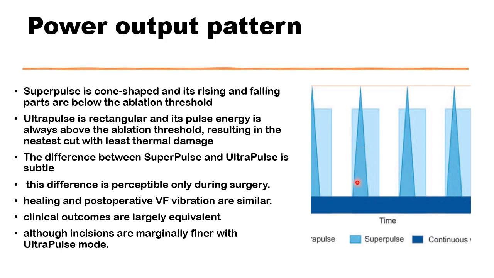So the chart would show that the super pulse would still reach the required temperature, but the rise and the fall is a bit long compared to the ultra pulse, which rises instantaneously and drops very quickly. In practice, both modes, the super pulse and the ultra pulse, have very similar outcomes.